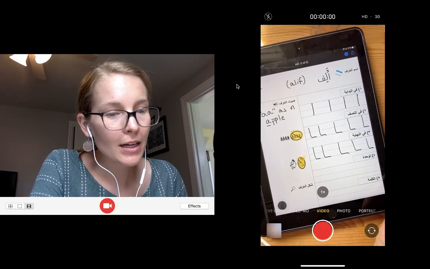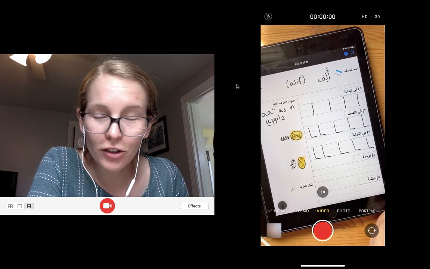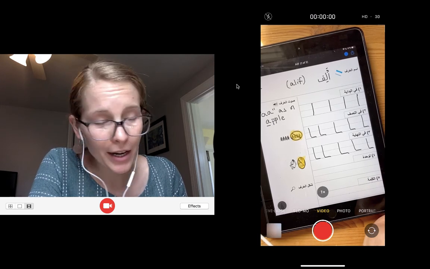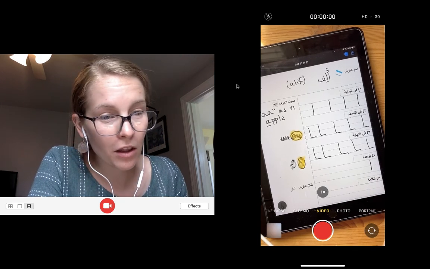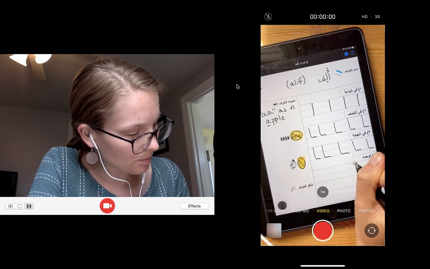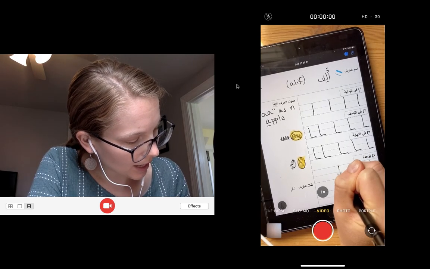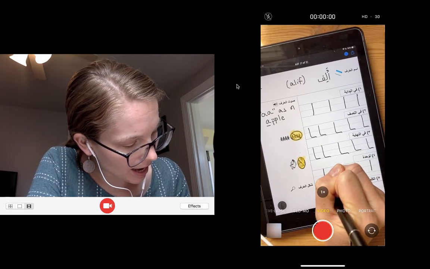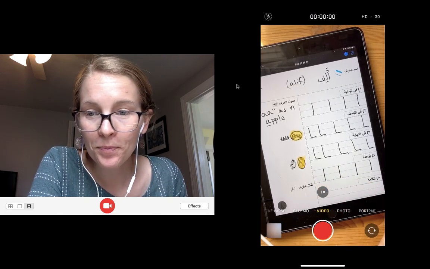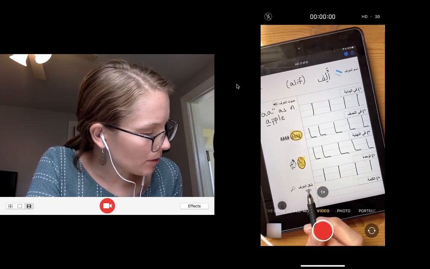The independent shape, as you might have guessed, by itself, like this.